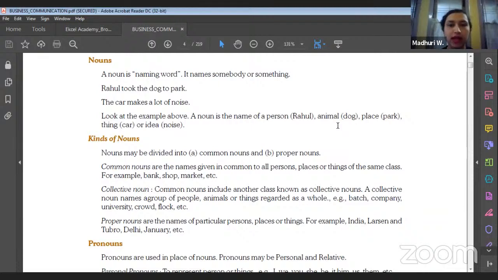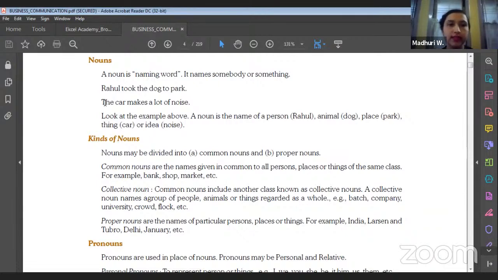Now, we can also have an animal, like I have a cat. You may have a dog. You may like cows. So we have names of animals as well. A place could refer to Bangalore, Delhi, Mysore, Paris. It could also be something like a park, a school. A thing, for example, here the car makes a lot of noise. The thing here would be the car. I have a bottle of water. The bottle of water is a thing. I have a telephone. Telephone is a thing.